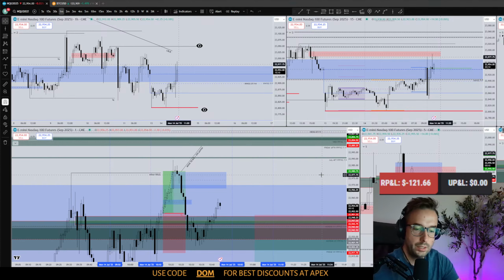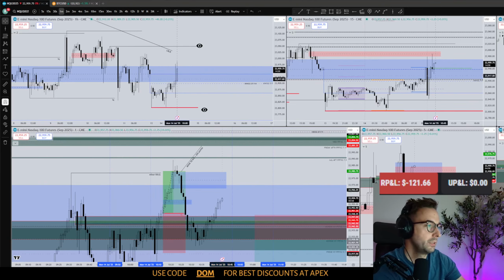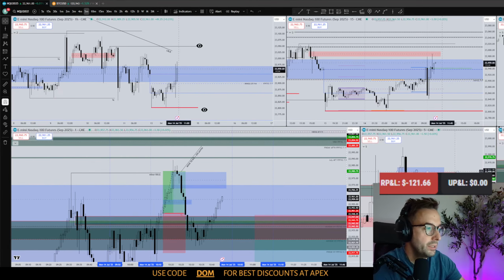And sometimes ending the day up with 0 is better than with a negative, right? So price here, just look at how these bodies are closing on the 5 minute. It's closing on the upper halves of the mean thresholds.